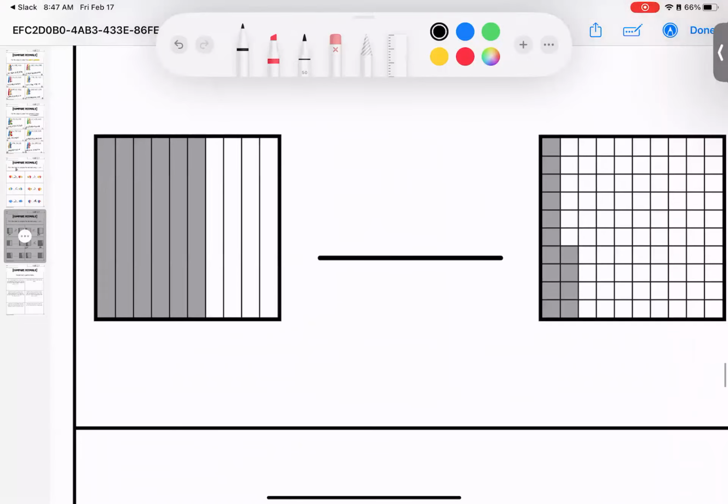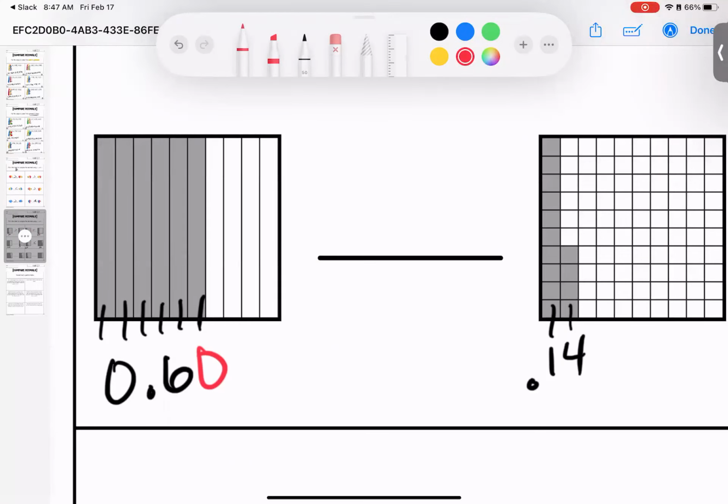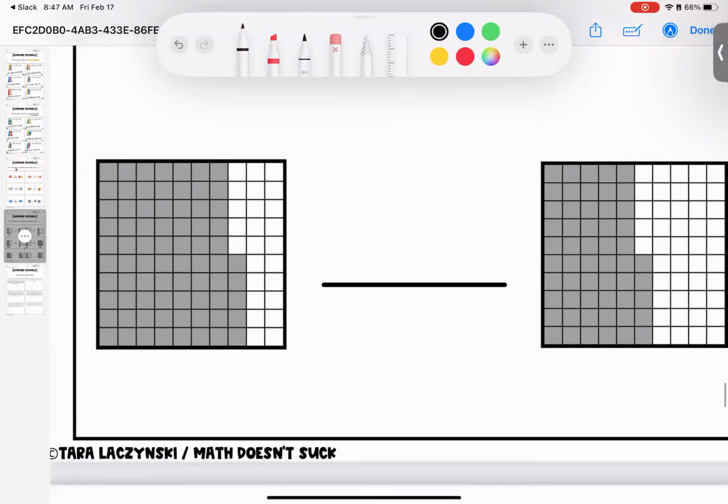Over here, I have 10 and 4 is 14. I have 1, 2, 3, 4, 5, 6. 6 tenths with my place saving 0 is the same as 60 hundredths, which is absolutely greater than 14 hundredths.